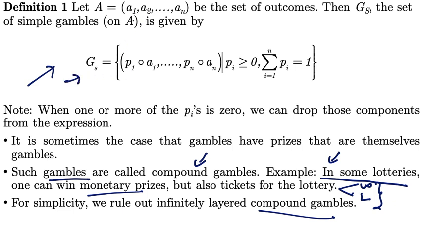Okay, and this expression, like I said just now, GS consists of probability 1, which is a composite of outcome A1, until the probability of realizing an outcome, a composite of AN, such that the probability of each outcome must be greater or equal to 0, and the sum of all of them, if you don't miss any single outcome, should be 1 or 100%.